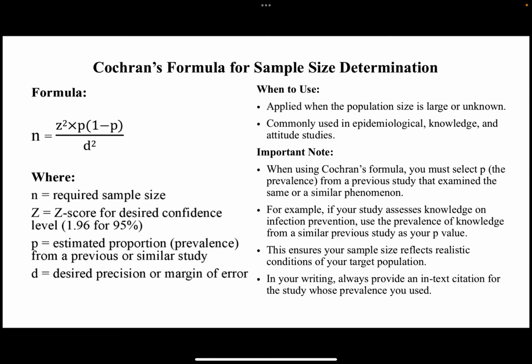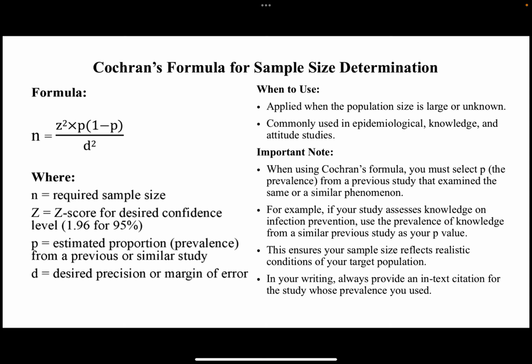So the Cochran's formula: small n is equal to z squared multiplied by p into (1 minus p), all over d squared, where small n is the sample size and z is the z-score. Usually we use the 95% confidence interval, and the z-score for a 95% confidence interval is 1.96. The p is the estimated prevalence from a previous study. The d is equal to the margin of error. Okay, great. Now let's go further.